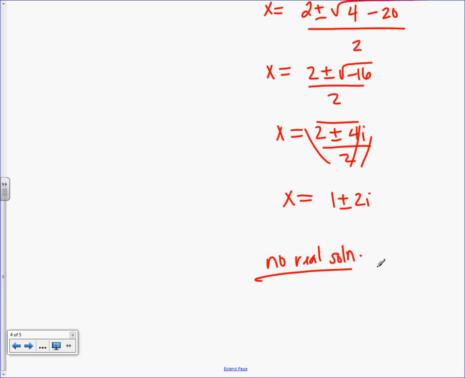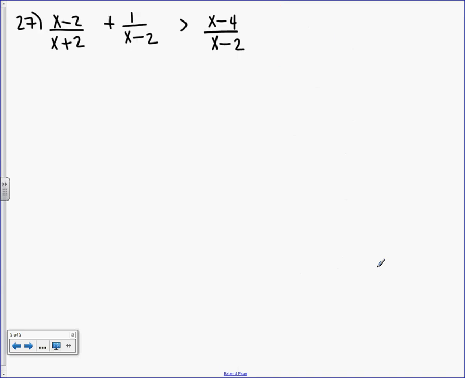All right, next one. 27. Factor first, factor first, factor first. There's nothing to factor, right? What's different about this one? Inequality. So pretend it's an equal sign. Do everything you just did, right? So I'm going to start with x is not allowed to be what? 2 or negative 2, right? Does everybody understand that? Okay.